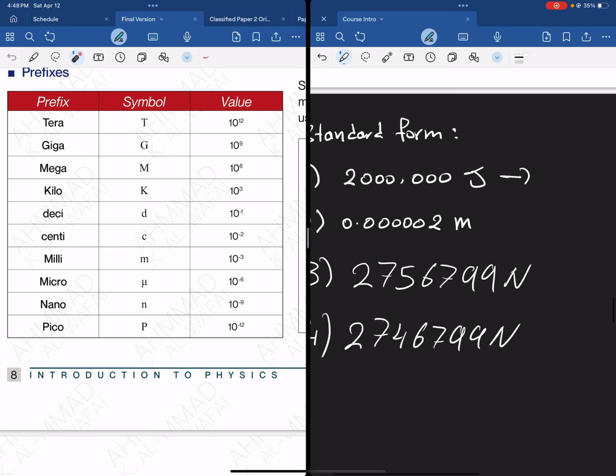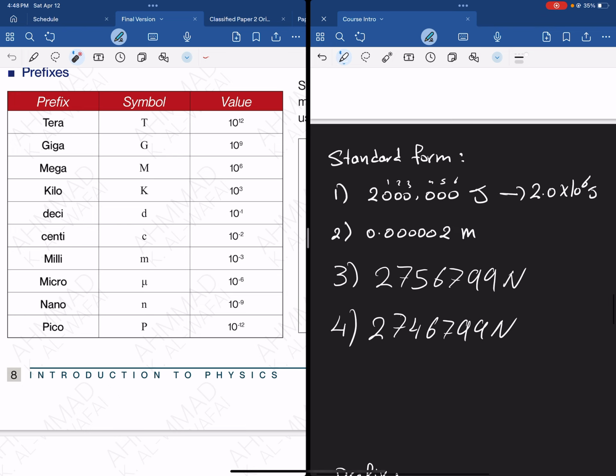So basically, you bring the first number, which is 2, and then you put a dot after that, and then you count how many numbers. So 1, 2, 3, 4, 5, and that's 6. And what's next to the 2? It's also 0. So 2.0 times 10 power 6 joules.